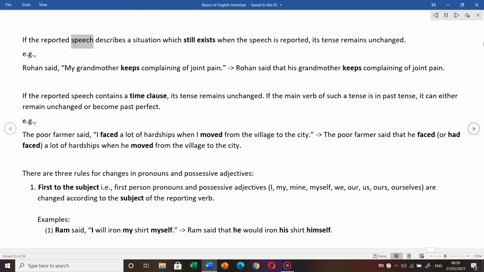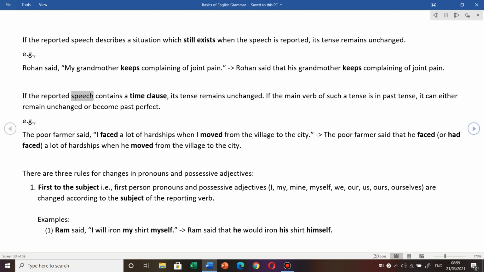If the reported speech describes a situation which still exists when the speech is reported, its tense remains unchanged. E.g., Rohan said, "My grandmother keeps complaining of joint pain." Rohan said that his grandmother keeps complaining of joint pain.